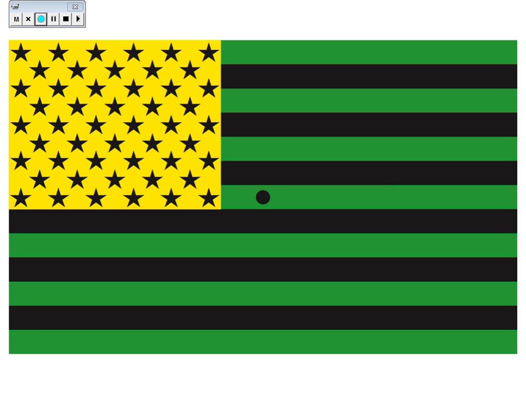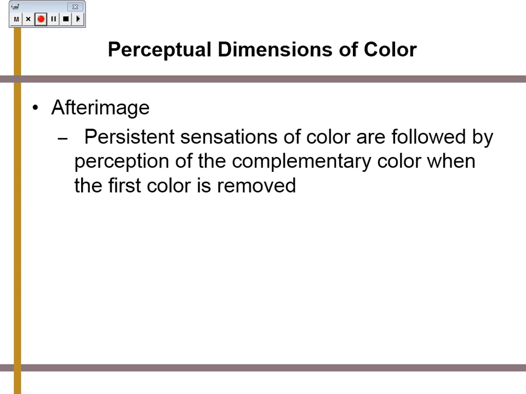Everybody stare at the dot for a little while. What happens? You see the stripes. Some of you should see the stripes. What it is called is literally the after image. What happens is the persistent sensation actually allows the perception to continue. Okay? The persistent sensation allows the perception to continue.